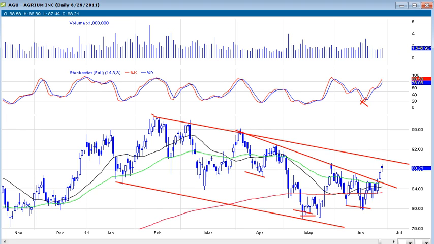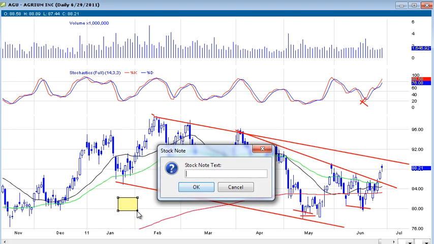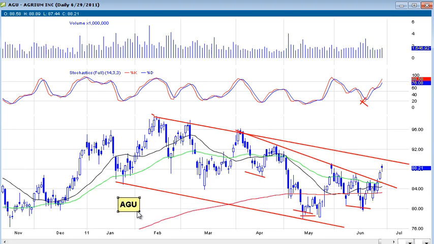So that's on AGU. Just wanted to show you that, just to keep that education coming through. A great technique to use off of that. Now there's going to be a lot of great setups now that again this news is over.